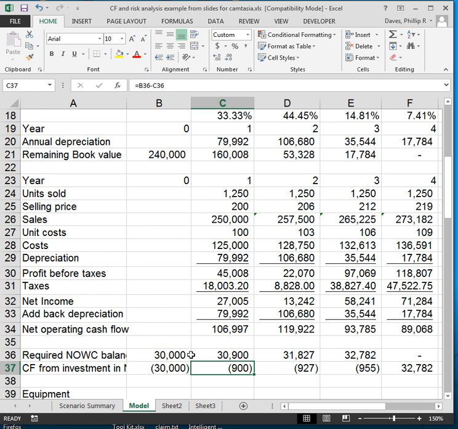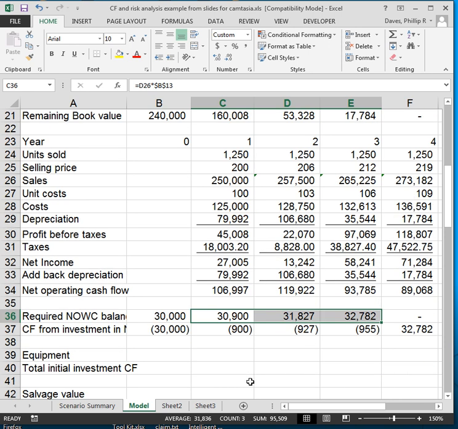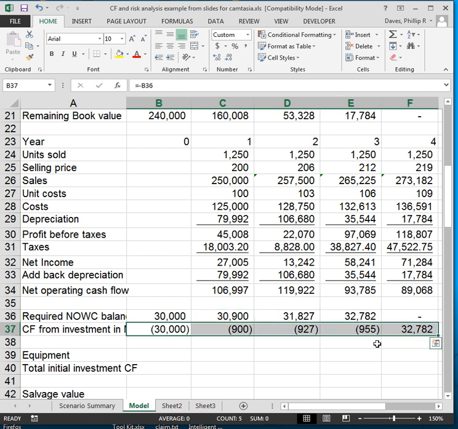Notice this 900 is the difference in the total net working capital requirement. Many students make the mistake of assuming the cash flows in years 1, 2, and 3 are the net working capital balances that are required, but that would be wrong. It's not the balances, it's the increases, the investment that you have to make. All right, so those are our cash flows from investment in net working capital.